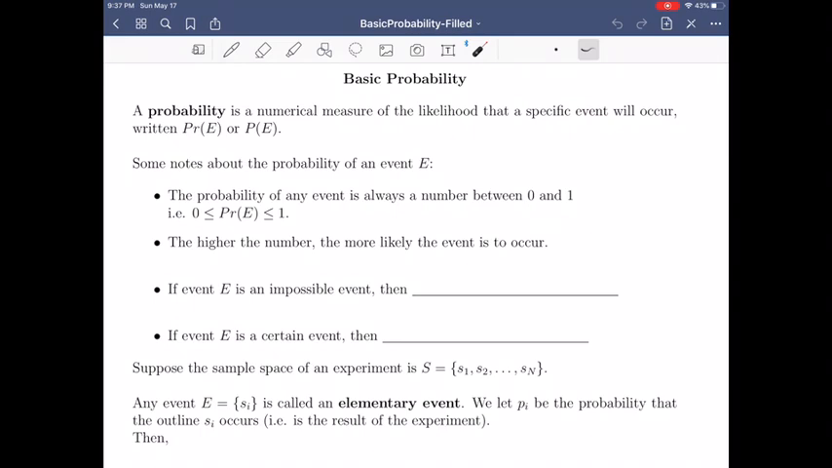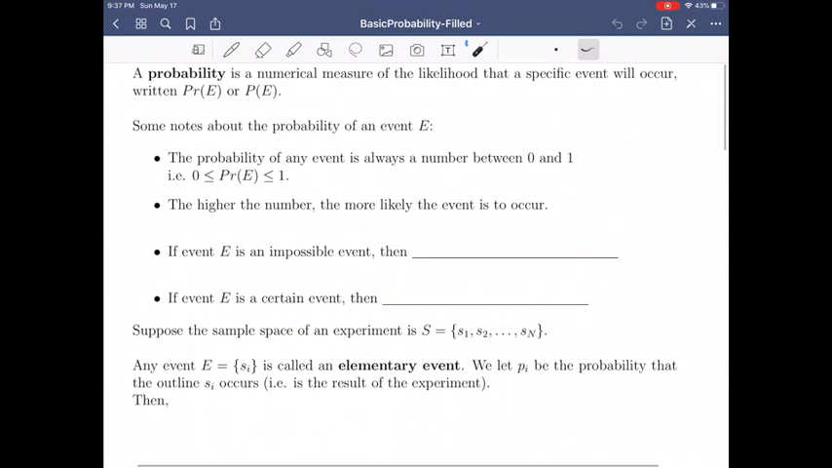So first we start with some basic notes about probability. First of all, a probability for any event is always between 0 and 1. This is something very important to remember. The probability for every event is between 0 and 1. So if I ask you a question for probability and you give me an answer that's negative or bigger than 1, I know immediately it's wrong. Now, the higher the number, the more likely the event. The closer you are to 1, the more likely the event is to occur.